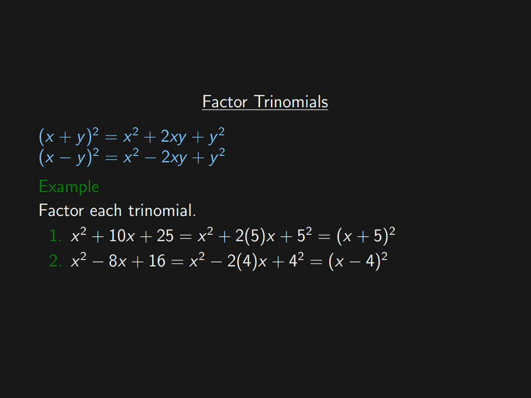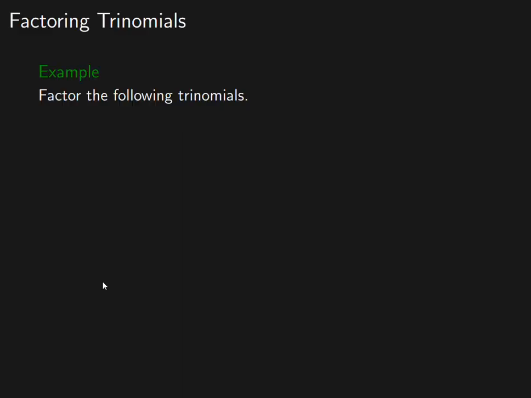But most trinomials cannot be easily factored into the squares of these two binomials. So what should we do? First we will look at an intuitive method, then we'll look at a trick which simplifies the process. So let's consider x squared minus 3x plus 2.